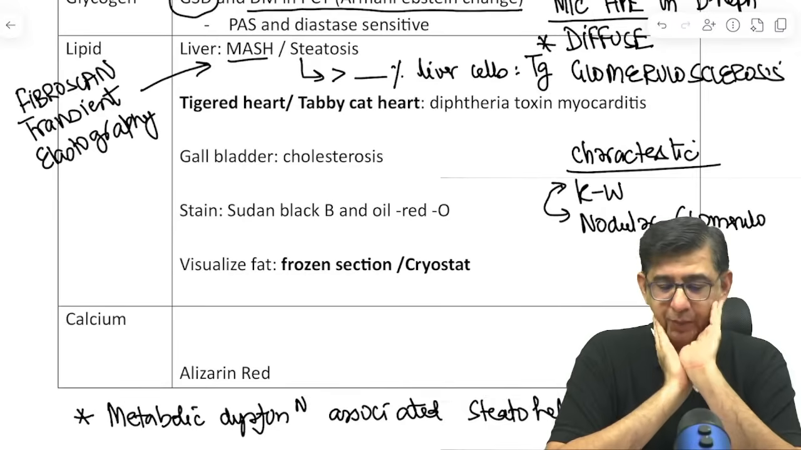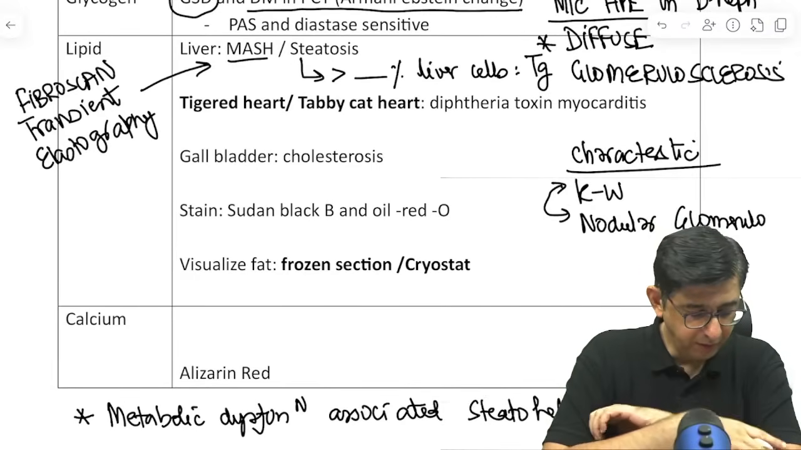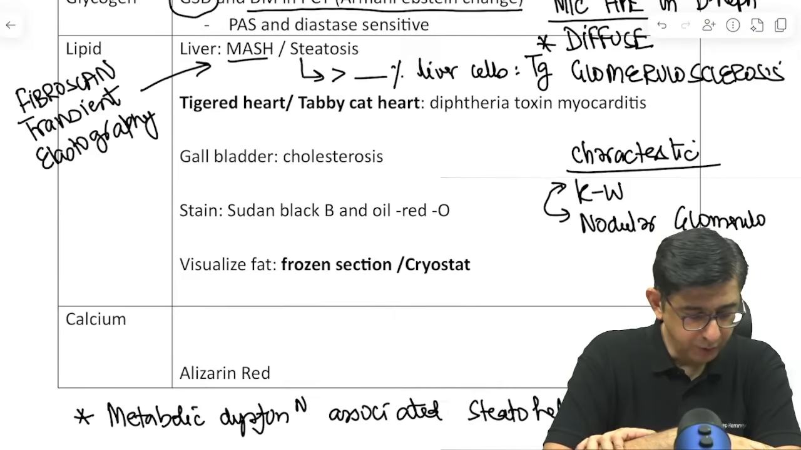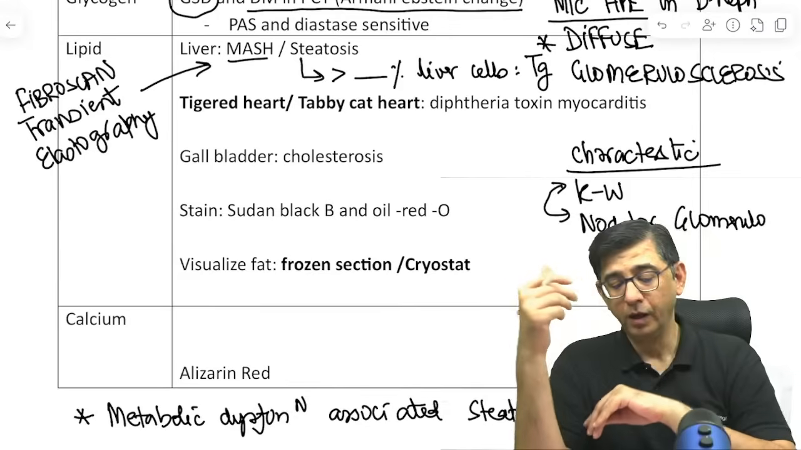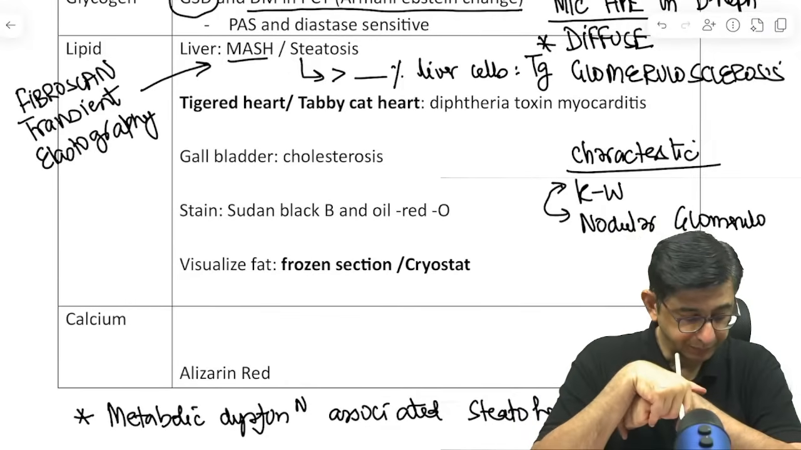Yeah, tigroid appearance, we'll talk about tigroid also. Metachromatic leukodystrophy, exactly, we'll talk about that, MLD also. You're spot on there. Yes, guys. How much percentage of liver cells should be involved to call it fatty liver?